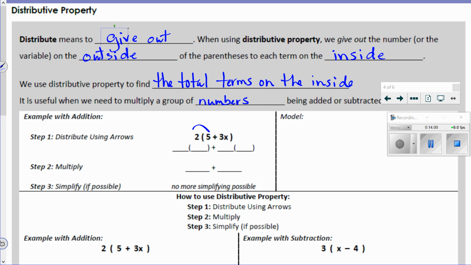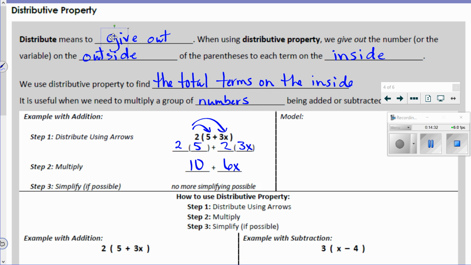Okay, so we distribute using the arrows to make sure we keep track of it. Now, this step you don't necessarily have to do. You can rewrite it. So I'm doing 2 times 5 plus 2 times 3x, because those are my 2 terms. Then I do the actual multiplication. So what is 2 times 5? 10. What is 2 times 3x? 6x. Okay? I can't go any lower than that because I don't know what the variable is.